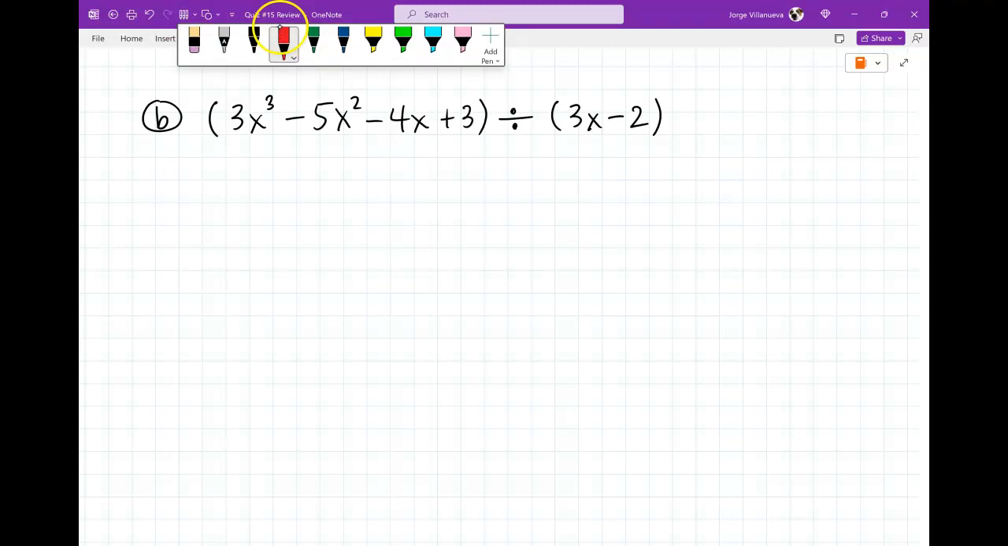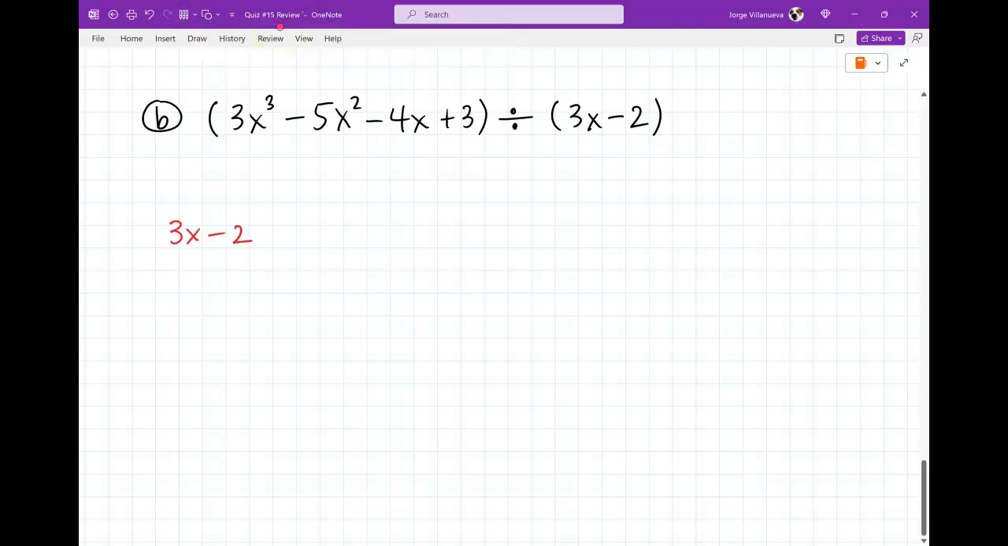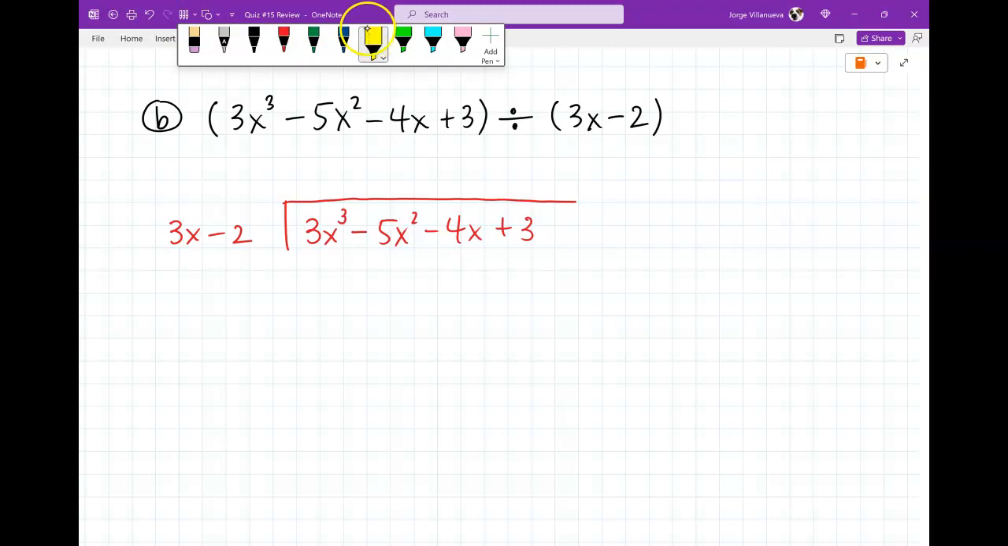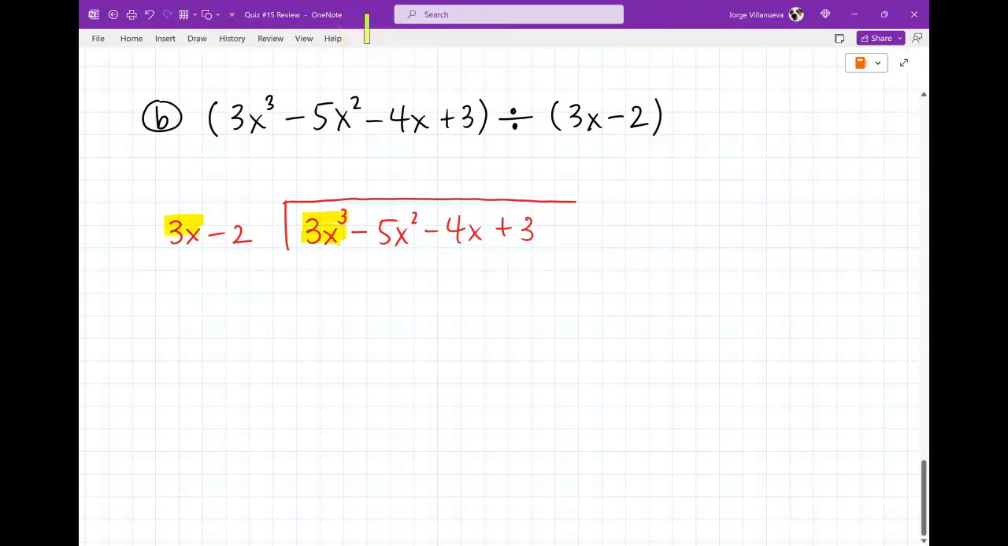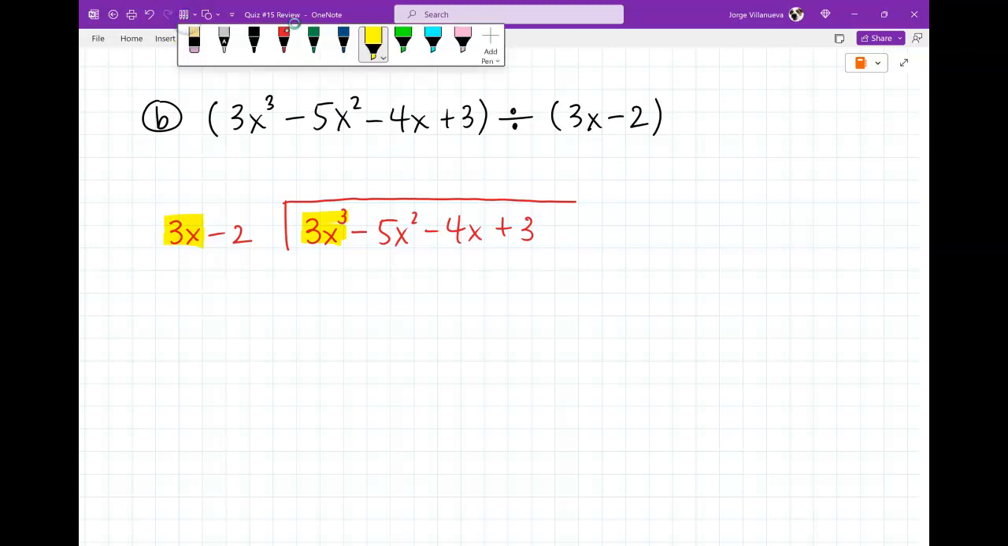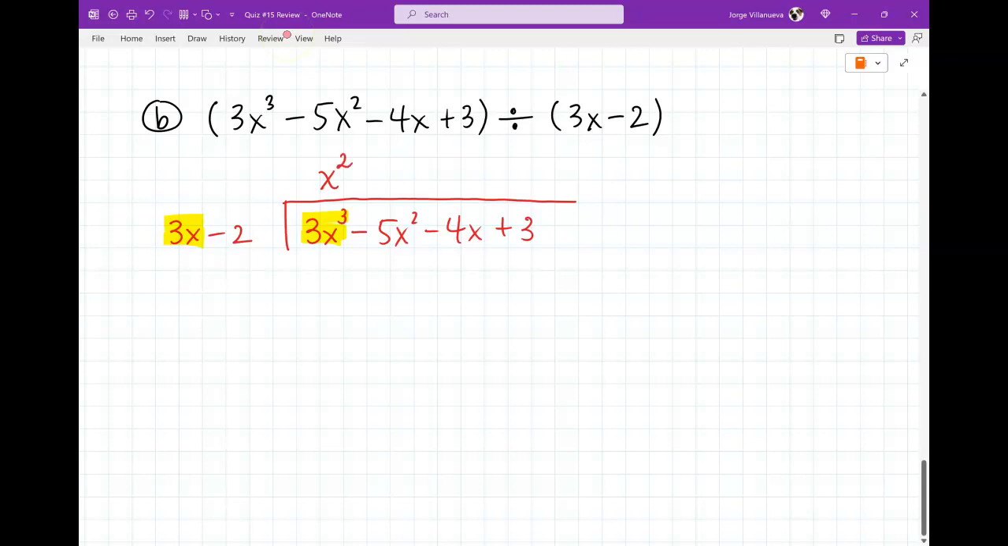So here we go. The 3x minus 2 goes out here. 3x cubed minus 5x squared minus 4x plus 3 goes in there. Remember, we focus on the firsts, right? By that, I mean focus on the first terms. So right here and right here. That's what you're looking at. I need 3x to become 3x cubed. What do I multiply it by? X squared. Thank you.